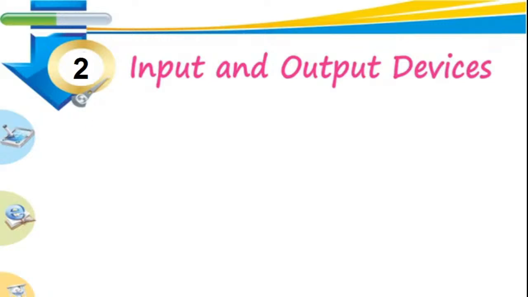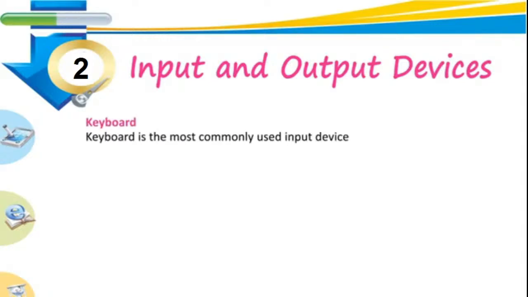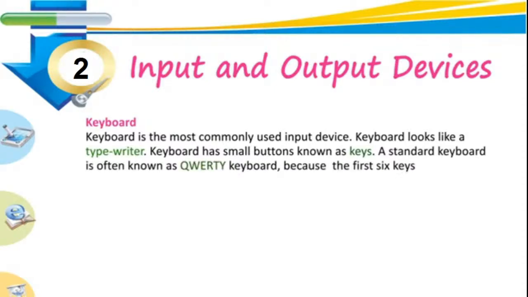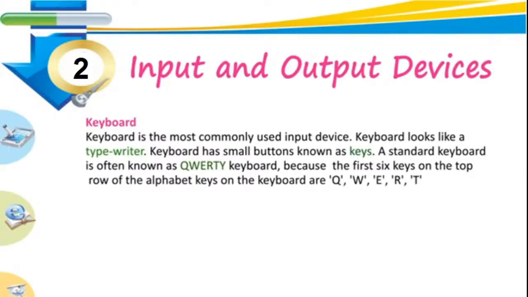Keyboard. Keyboard is the most commonly used input device. Keyboard looks like a typewriter. Keyboard has small buttons known as keys. A standard keyboard is often known as QWERTY keyboard because the first six keys on the top row of the alphabet keys on the keyboard are Q, W, E, R, T and Y.